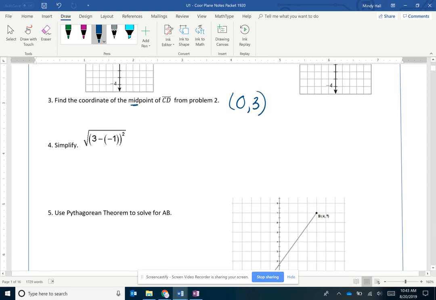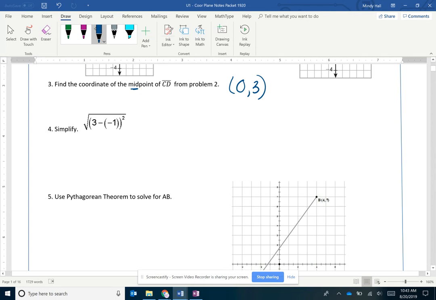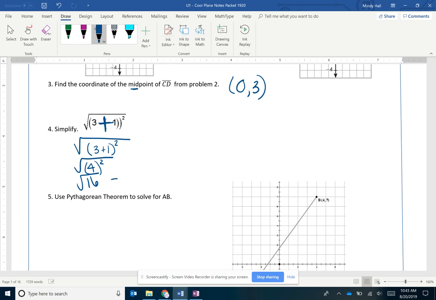For number 4, simplifying, we need to take care of our parentheses, big set of parentheses first. So we would have the square root of, instead of 3 minus -1, it'd be 3 plus 1 squared, because minus a negative turns into 1 big fat positive. So then 3 plus 1 is 4, and that is getting squared. 4 squared is 16, and then the square root of 16 is 4. Now, some of you may have also noticed that this squared and this radical right here would cancel each other out, and you would have just gotten straight 2, 4. So if you did that as well, that is also fine.